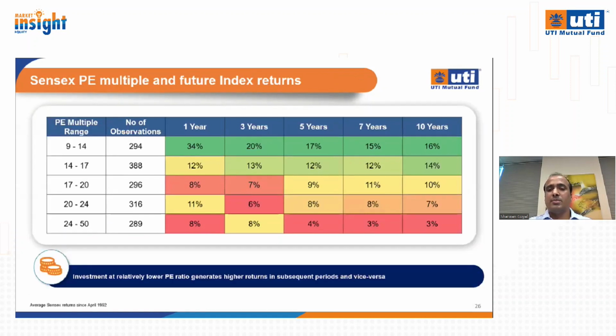If you look at this particular table, you will find that markets have a tendency to revert back to mean valuations, and generally any investment done when the market is trading at attractive valuation yields far better outcomes as compared to a period wherein you are investing when the market is trading at expensive valuation. For example, on an average since 1992, whenever the market is trading at very attractive valuation of either 9 to 14 P/E ratio or 14 to 17 P/E ratio, generally next 1-3 year returns are far better as compared to periods wherein the market is trading at expensive valuations, because the market has a tendency to revert back to mean valuation.